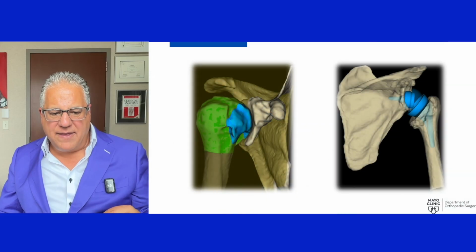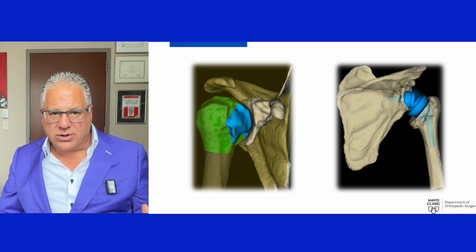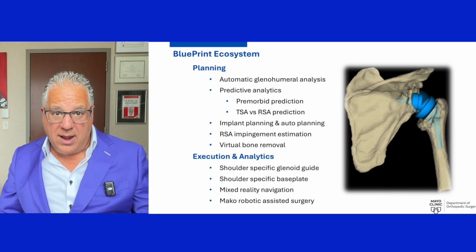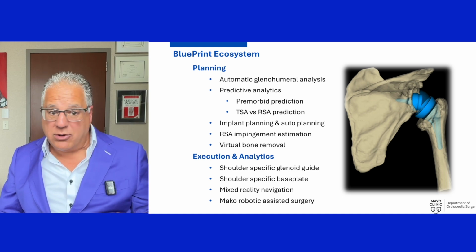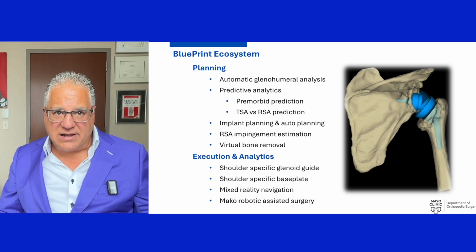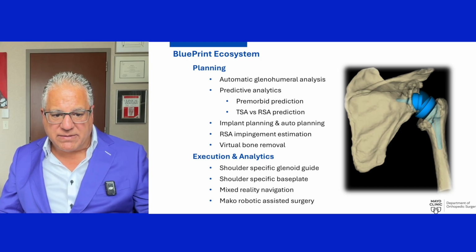So in summary, I think it's important to understand that these tools have really empowered surgeons to be much better in terms of planning and executing our arthroplasties, but it's also important to understand all the features that today, as a surgeon, you can get from this ecosystem: not only understanding the glenohumeral joint geometry, but also applying contemporary artificial intelligence tools that can help you with predictive analytics, with estimation of range of motion free of impingement, and with bone removal. And furthermore, if you're interested, you can use this tool to create your guides or your baseplates, or use Mako robotic surgery.